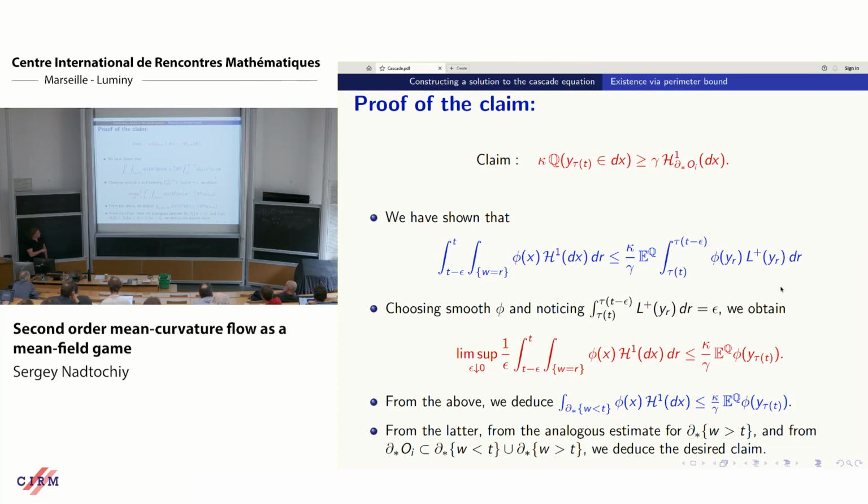But you can show that the essential boundary of OI is contained in the union of these two, and you can repeat the same argument to obtain an analogous inequality for this set. And so therefore, you get saturation on the union of these two, and therefore you get saturation on the essential boundary of OI. Okay, so you got basically what you wanted.